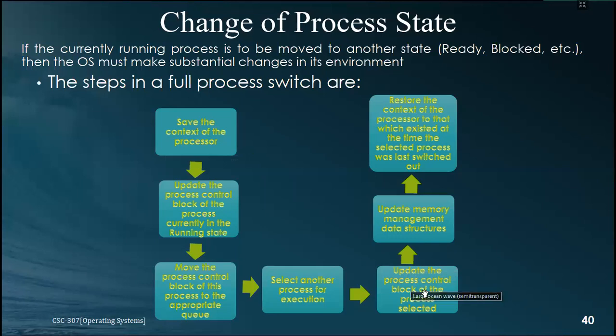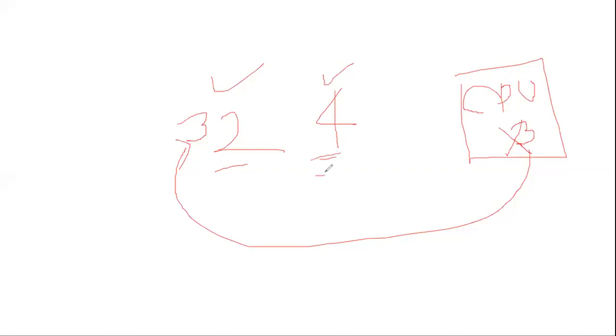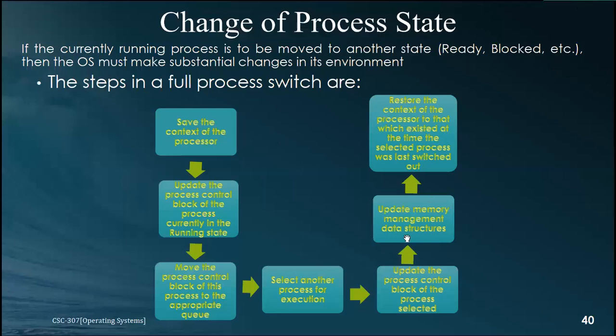Then we update the process control block of the selected process. If I select process 4, then I will update the information of the PCB. All the information of the PCB will be updated, and then finally we update the memory management, and finally we restore the context. So these are very simple steps.